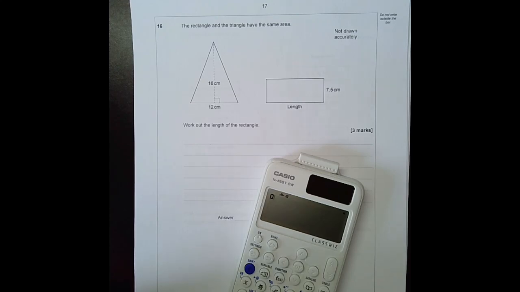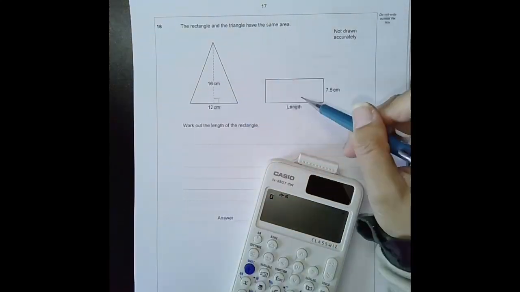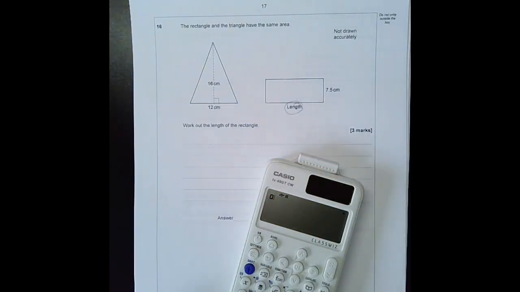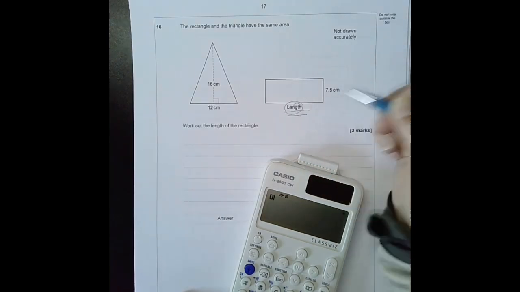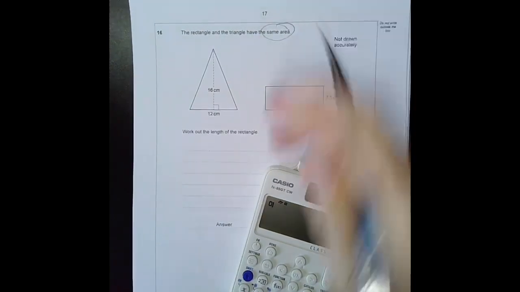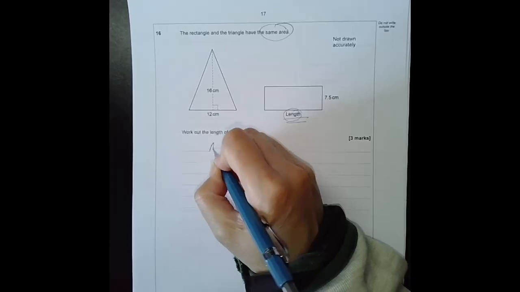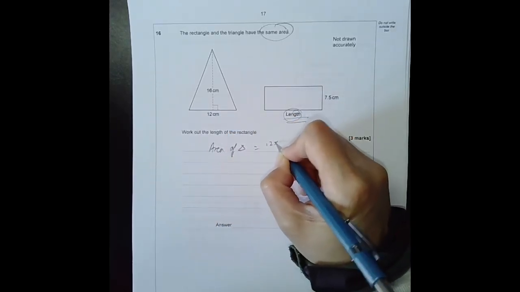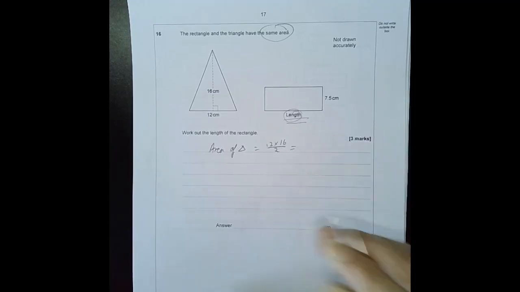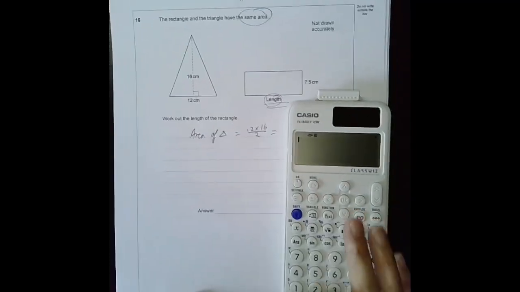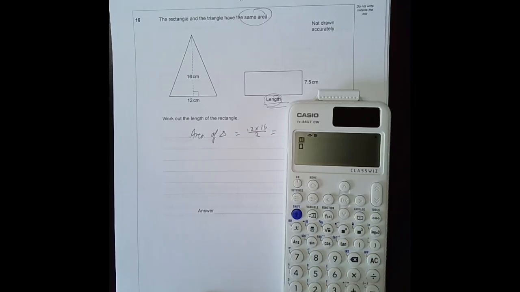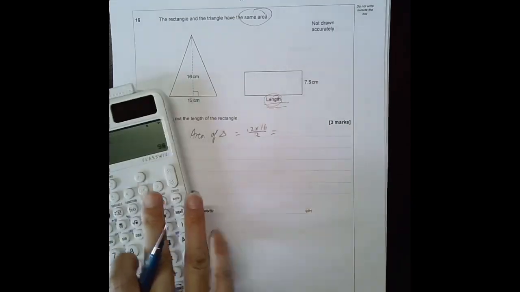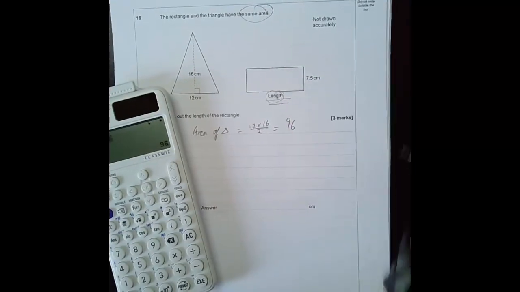We are going to do another question today. So we have a triangle and a rectangle. The triangle gives you all the information, the rectangle is missing a bit of information, so we need to find out the length. They tell you that they have the same area, so let's find out the area of the triangle, which is base times height divided by 2. 12 times 16 divided by 2. Very nice, I got 96 there.